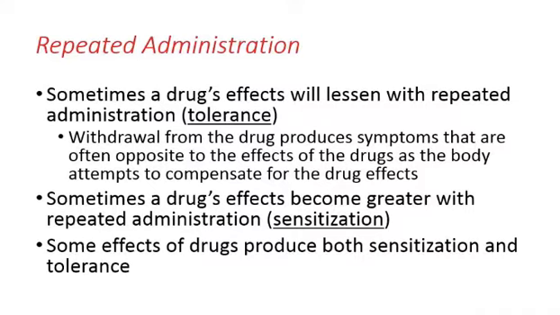With repeated administration, sometimes a drug's effects will lessen. And we see that a lot with the opiates, where people seem to need more and more of the drug to achieve the same behavioral effect that they're seeking. Some people can get to a point where they're taking so much of the drug that to get the desired effect it would be at a dose that would probably kill somebody who had never taken the drug before. So it can be very serious, and this is the tolerance that develops.